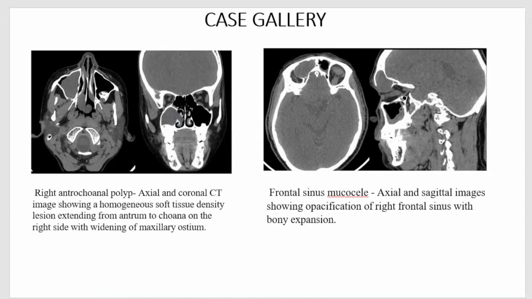And the case gallery includes here: the first image shows an axial and coronal CT image showing a homogeneous soft tissue density lesion extending from the antrum to the choana on the right side with widening of the maxillary ostium. And this is the image shown here. And the frontonasal mucocele: an axial and sagittal image showing opacification of the right frontal sinus with bony expansion. It can be shown here.